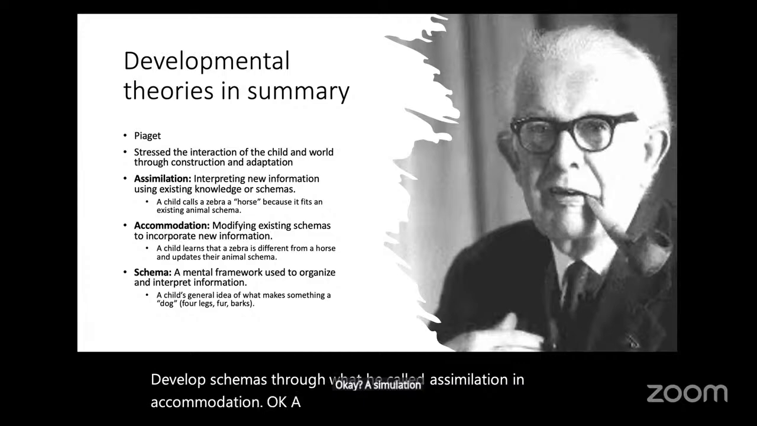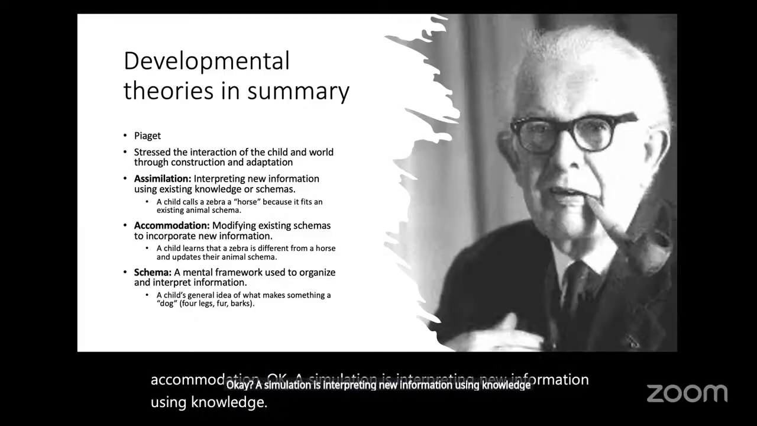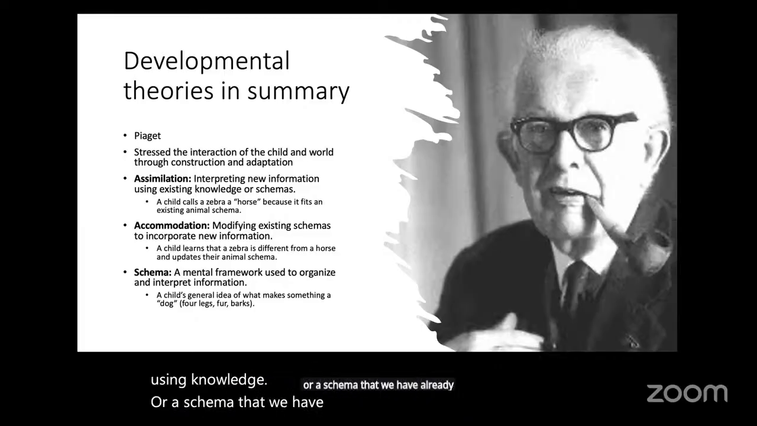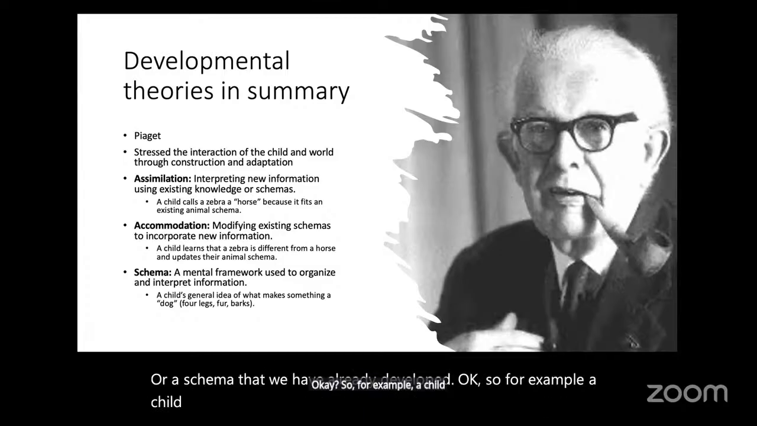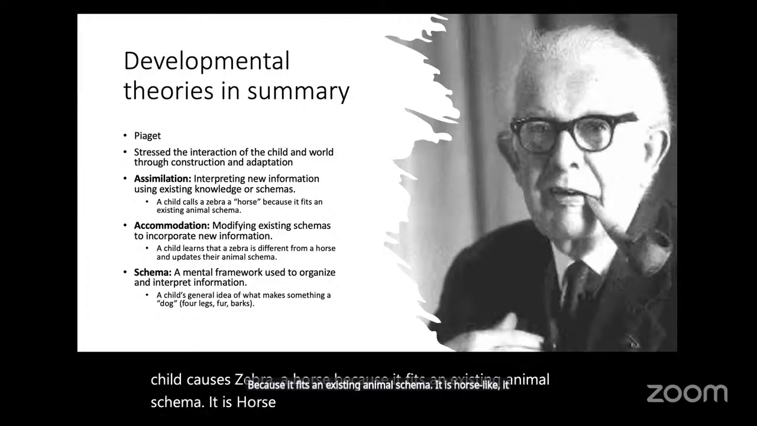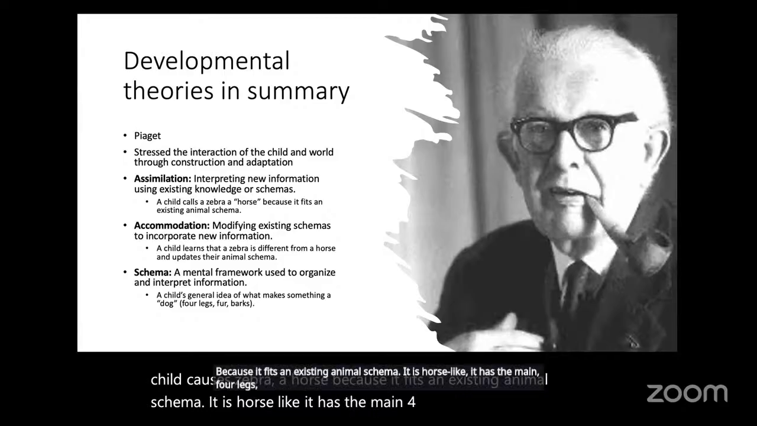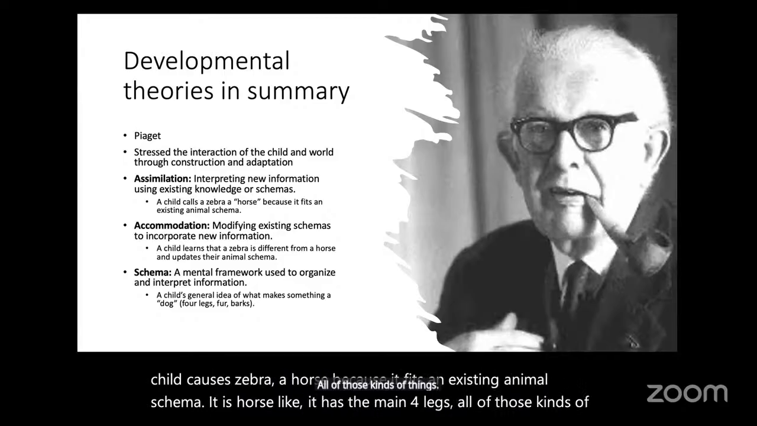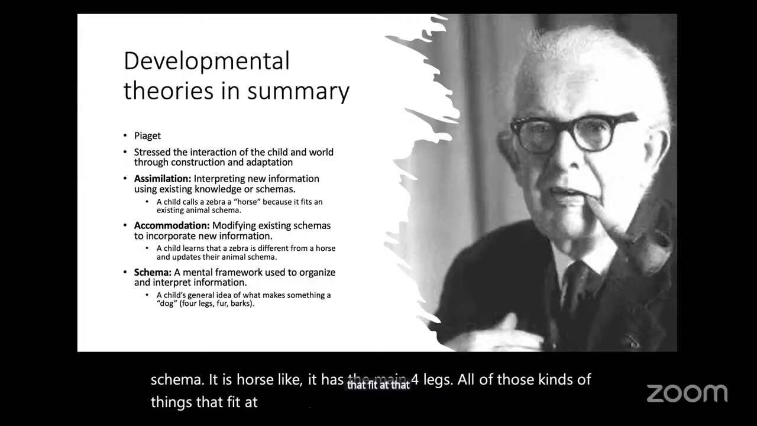Assimilation is interpreting new information using knowledge or a schema that we have already developed. For example, a child calls a zebra a horse because it fits an existing animal schema. It is horse-like, it has the mane, four legs, all of those kinds of things that fit at that time with the schema of a horse.